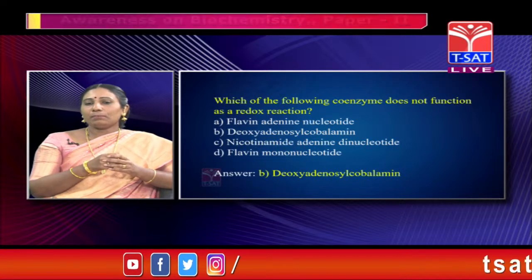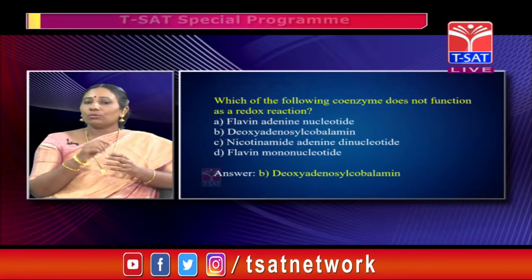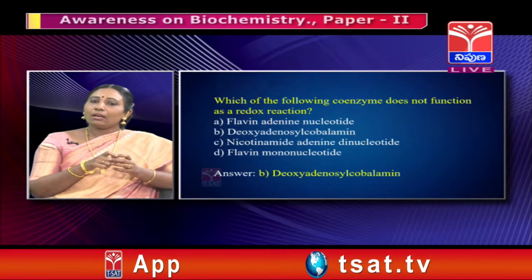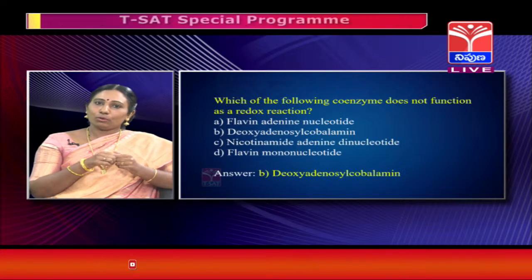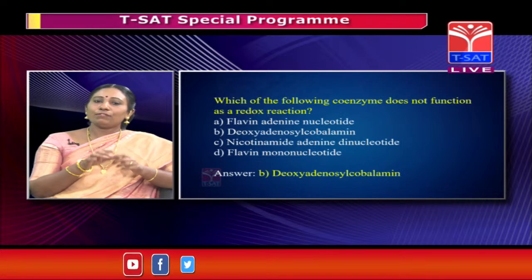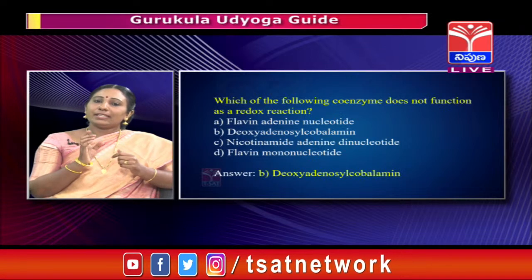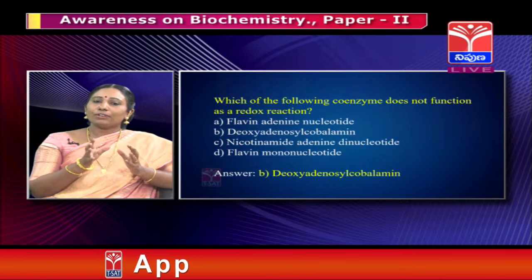One very important thing that I would like to tell from this type of question is, don't just learn the short forms like FAD, FMN and all, but also learn the expanded names of these particular molecules, so that if in whichever form they are given, instead of flavin adenine dinucleotide, they are giving it as FAD or FMN, whatever it is, you should be able to figure it out.